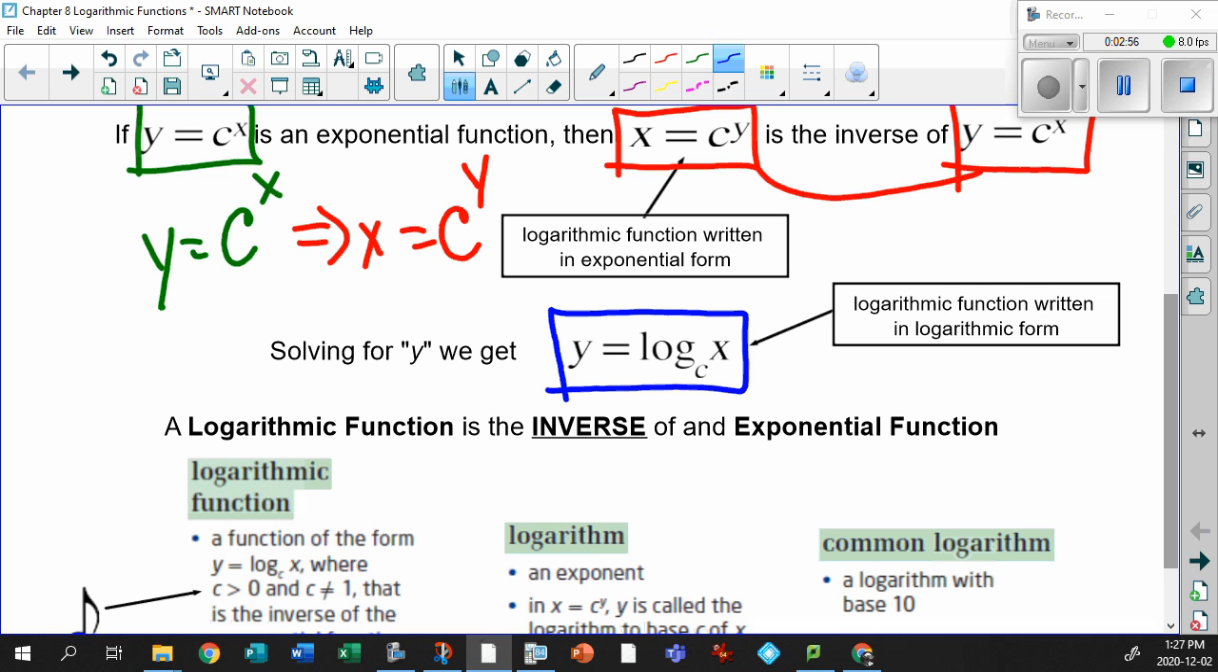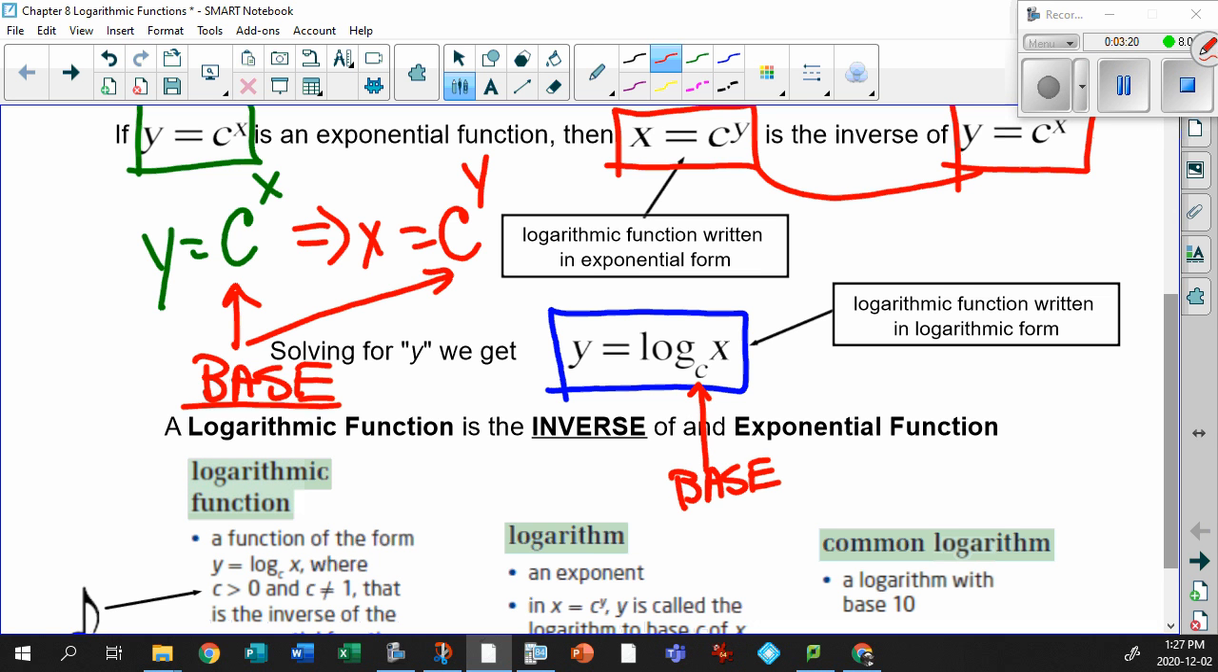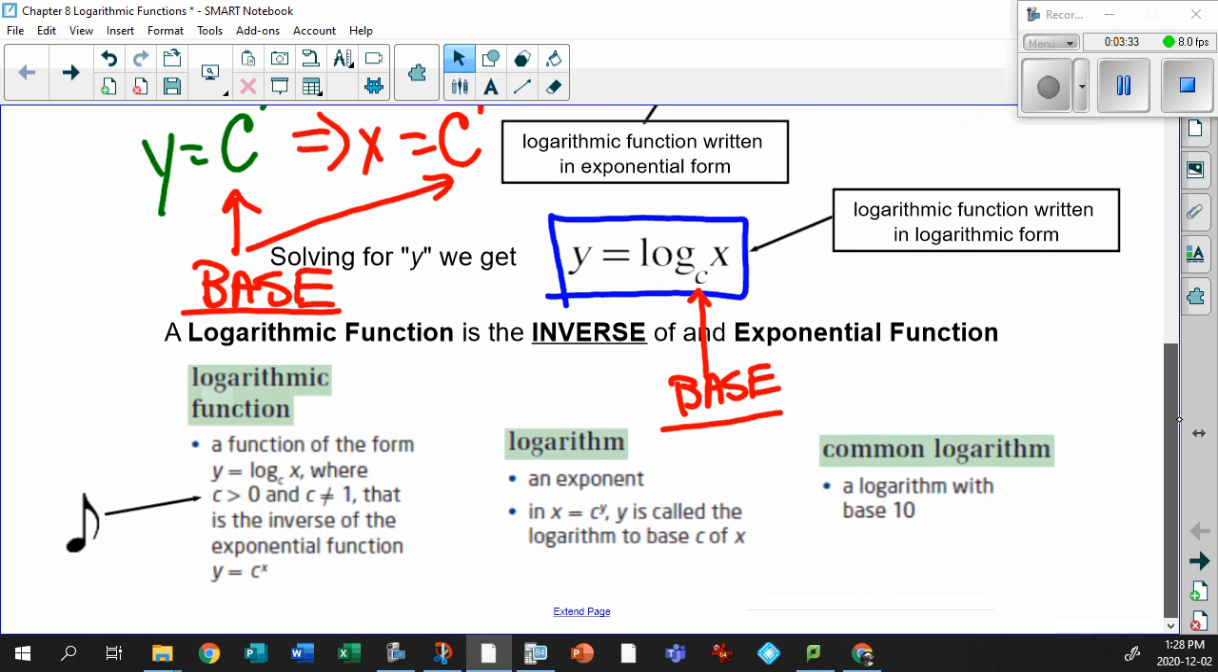Wait, what did I just say? I just said base. Well, think about it. When we're talking exponents, is that not the base of your exponent? Of course it is. Now look at a logarithm. A logarithm has the base written right there. That, in fact, is the base of the logarithm. Okay, I'm okay with this. Let's go play a little bit and learn some stuff. Okay, slow down. We've got to get through the technical stuff first.